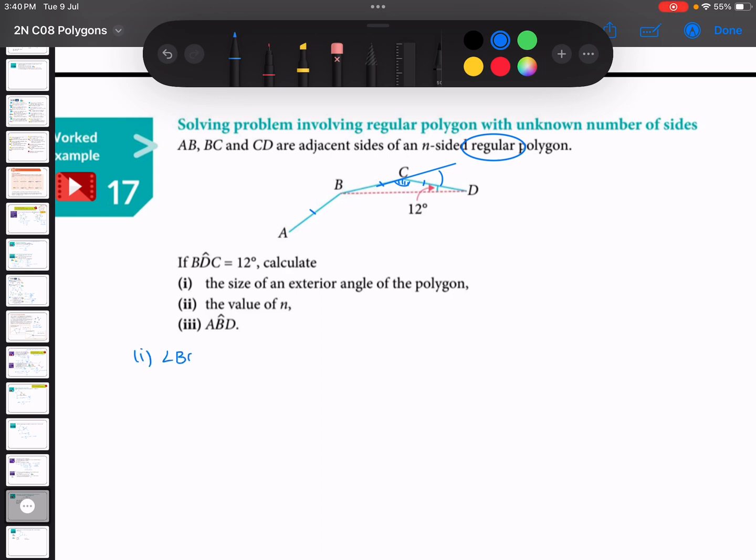Okay, angle BCD, minus 12, angle sum of triangle. You can also use base angles of an isosceles triangle. So my angle, let's call this X, because I extended it. XCD is 24. That's the exterior angle.